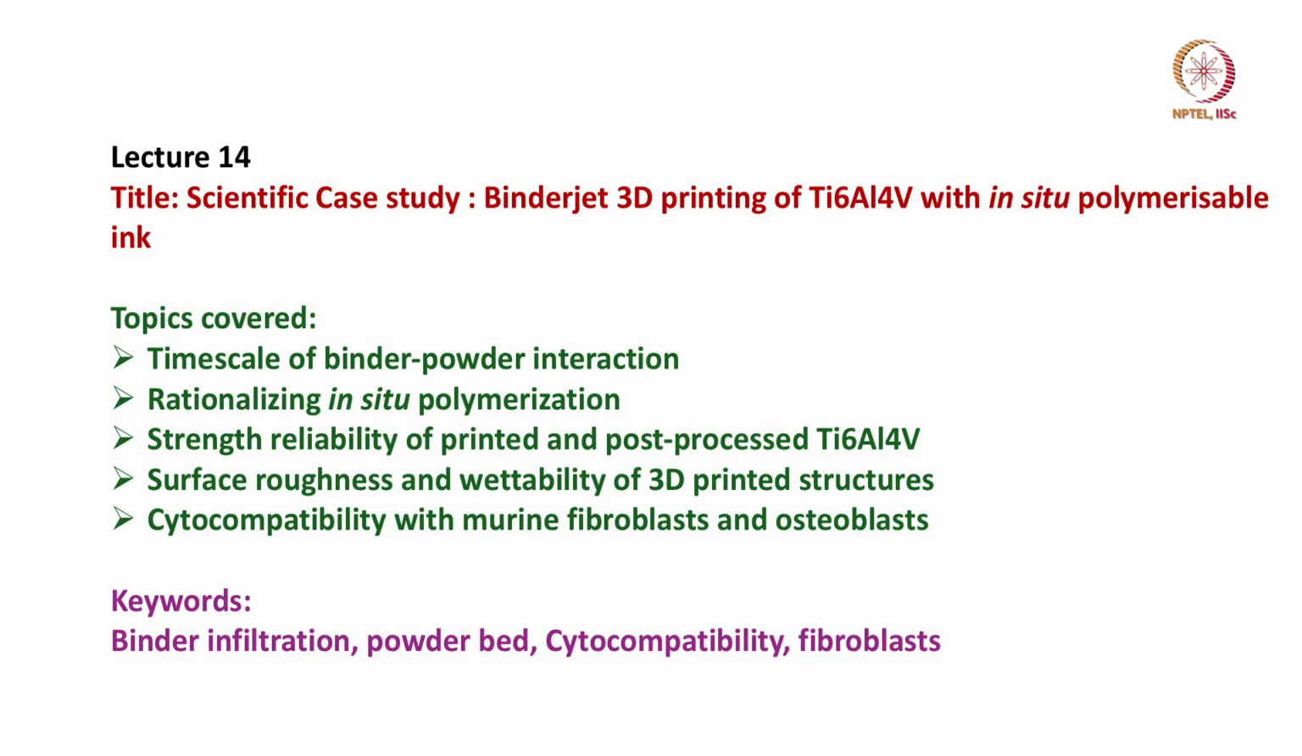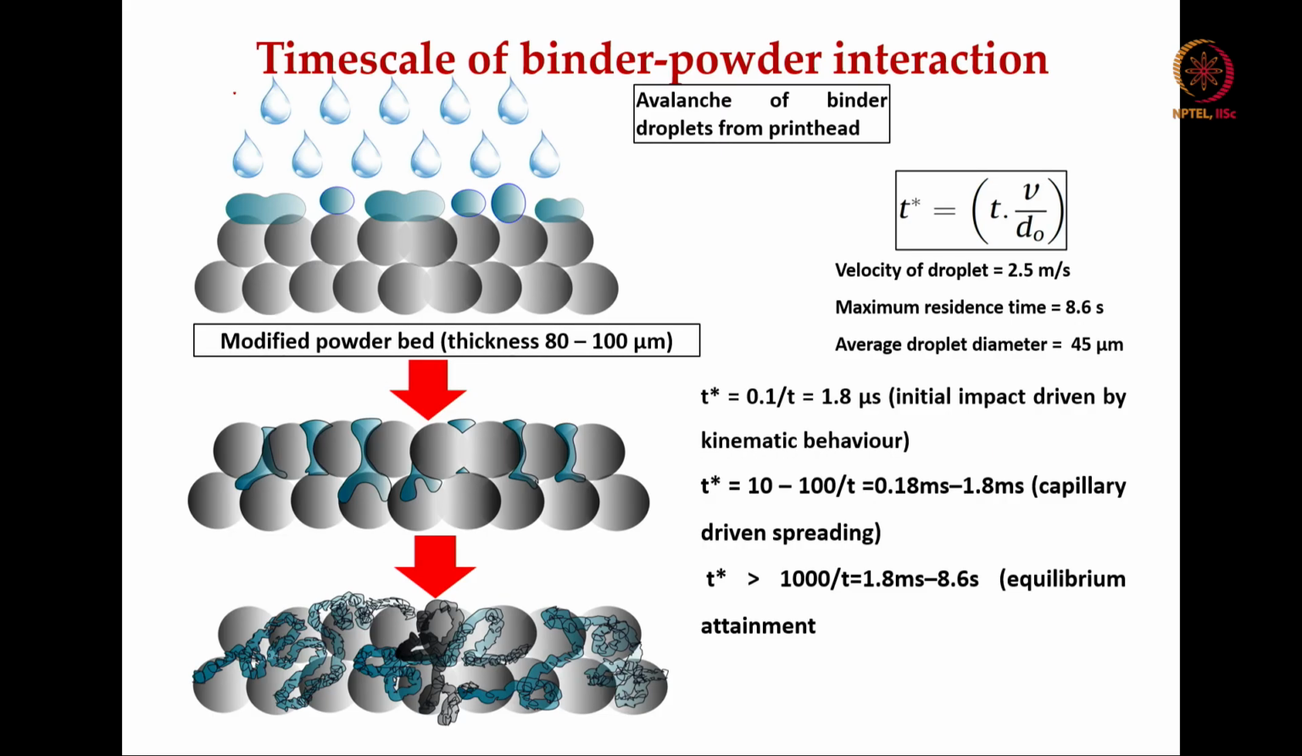So, in the last lecture I described the in situ polymerization analysis using diffusing wave spectroscopy, and I also showed you how simple geometry based calculations can be used to find out the tortuous path which is traversed during ink infiltration into the powder bed during binder jet printing. Taking one step forward, I will be showing you what the time scale of the binder powder interactions is.